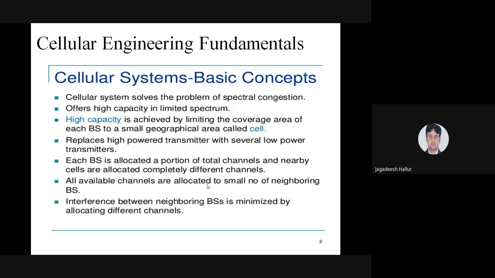All the available channels are allocated to a small number of neighboring base stations. I have told you, interference between neighboring base stations is minimized by allocating different channels. Whatever channels are allocated for A1, different channels can be allocated for B1, and different channels can be allocated for C1. Similarly for D1, similarly for E1. As the number of cells and base stations goes on increasing, different channels have to be allocated for different cells.